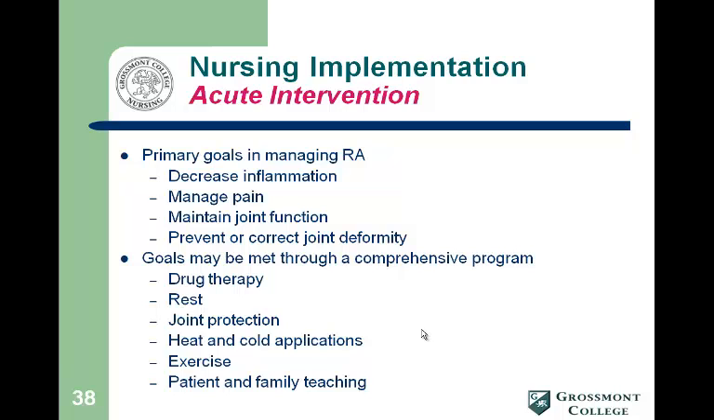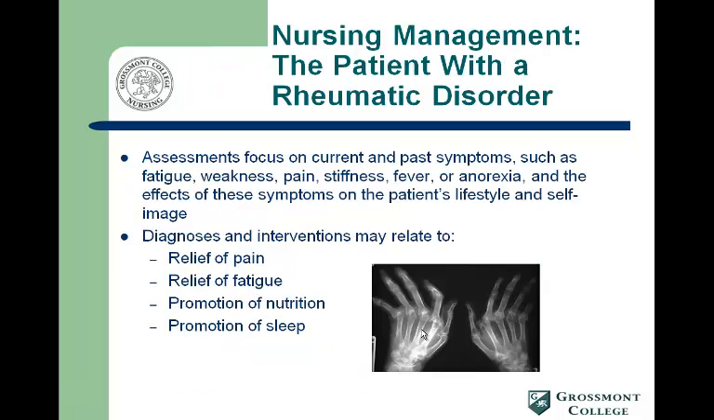We want them to rest, protect the joints, tell them about hot and cold applications they can do, and exercises they can do to help preserve the range of motion, and we also have to involve the family in these teachings. So these are some things you're going to assess for.